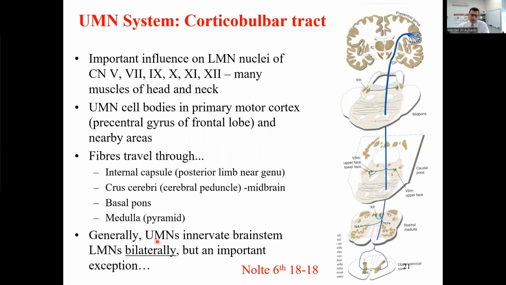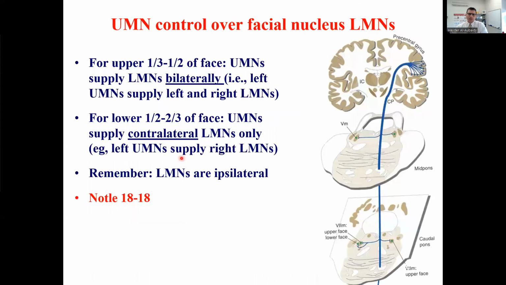So generally speaking, the upper motor neurons innervate brainstem lower motor neurons bilaterally, as we said. See, 1, 2, right, left, except the lower face. Right, left for the lower cranial nerves. But an important exception here, which is for the upper half of the face, it receives bilateral innervation, but for the lower half of the face, it receives contralateral innervation. As you can see here, we just enlarged this, zoomed in, bilateral to the upper half of the face, but contralateral to the lower half of the face. And this has a clinical implication.